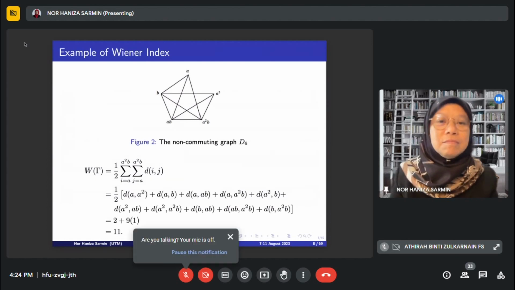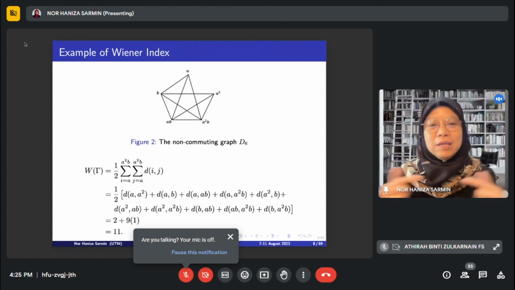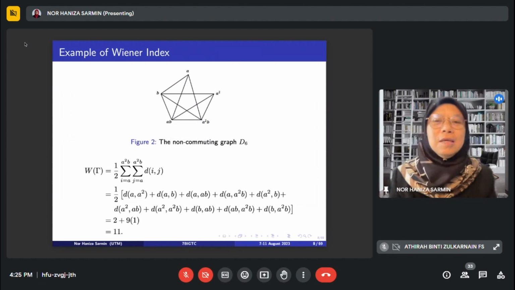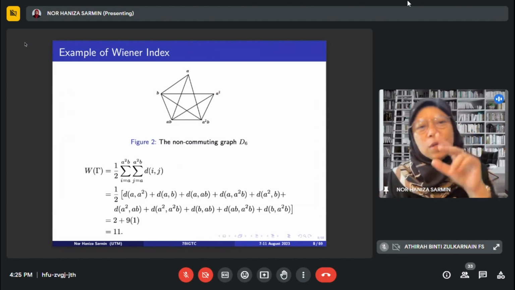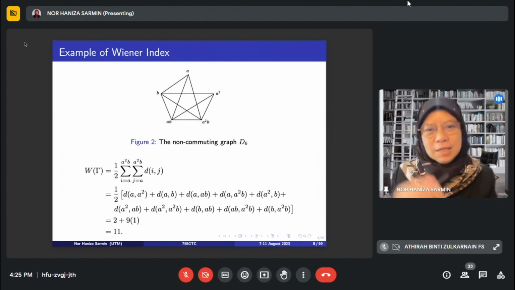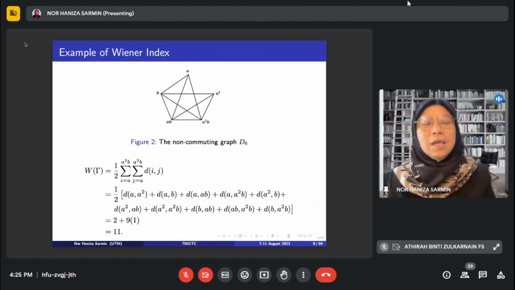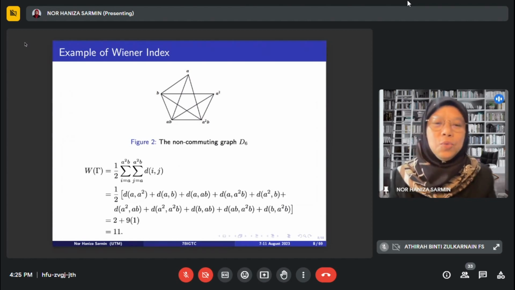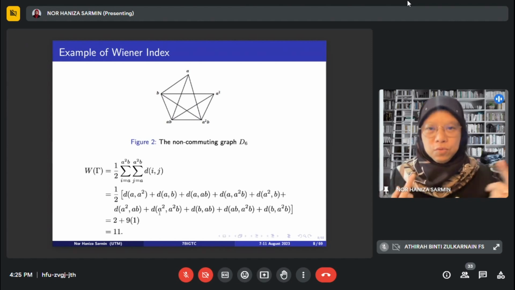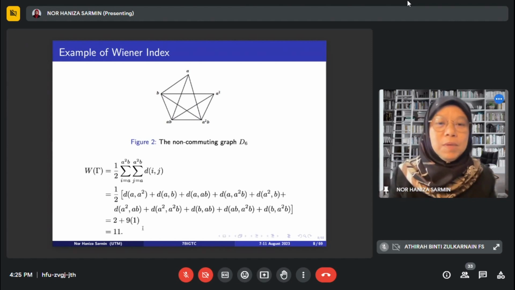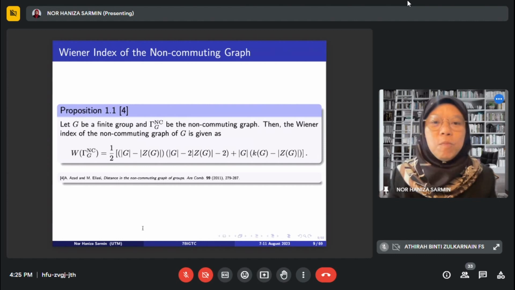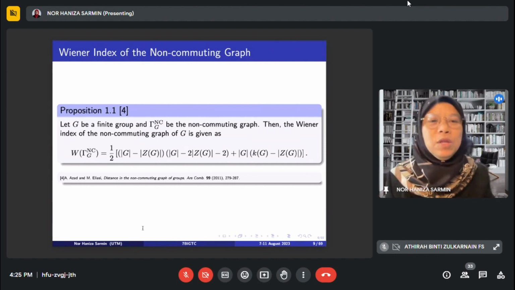Just a simple example. You've seen this graph before, the non-commuting graph for D6, in which we have an edge if they don't commute, and for the ones that commute, A and A squared, there's no edge there. So you can see the distance between A and A squared will be 2. The others are all adjacent, so the distance is 1. So we calculate all possibilities of this distance between 2 vertices, and we get the number to be 11. Next, we will use this a lot, so I just put it here first.